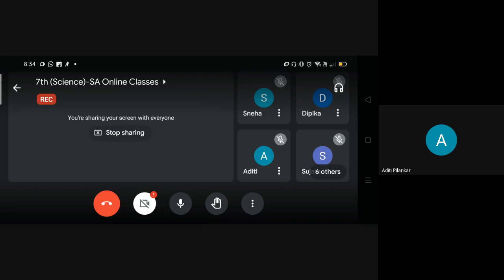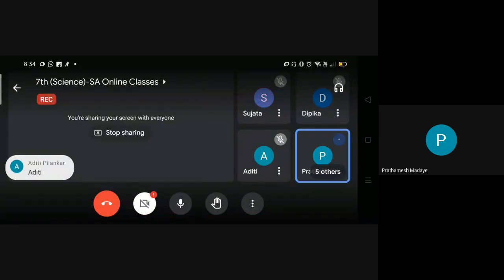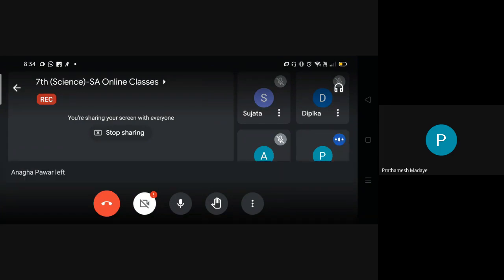Okay. What is root cap? What is root cap? Prathamesh? Hello, ma'am. Yes. The root tip is delineated. This is the region of the growth of the root. The tip is covered by a cap-like structure called the root cap.